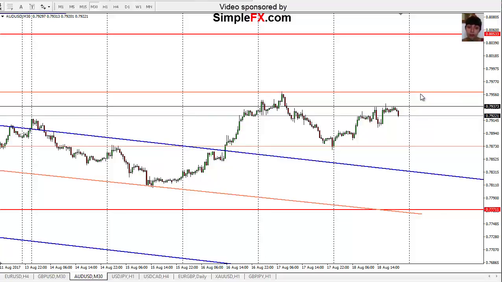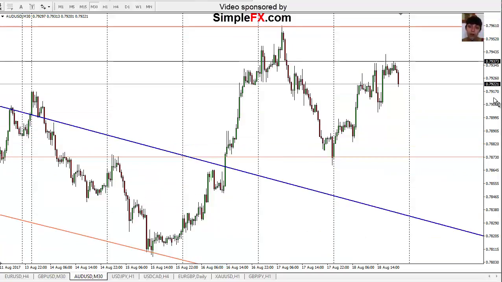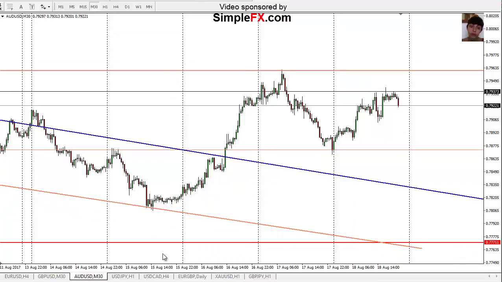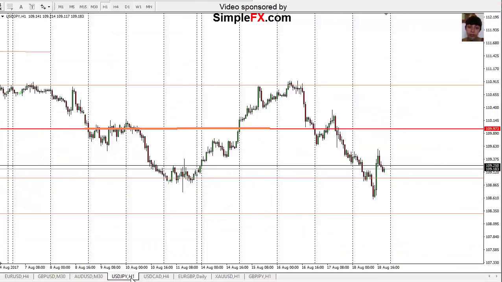And again, for American news, it might just sit around this area. I would think it maybe will not make too much movement before the news comes. So that's how I will be looking at the Australian dollar, but this week I wouldn't be going for any trades.